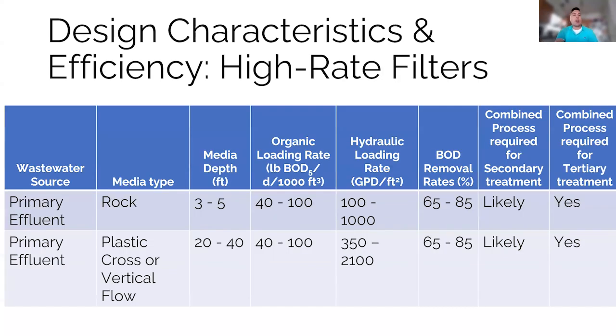Finally, we have our high rate filters, which are very tall and treat a higher hydraulic load. With these types of filters, they remove a lower amount of BOD than our other two, and these likely need to be combined with a secondary treatment. These are typically used as almost like a pre-rinse, in that they treat a bulk amount of BOD and do it as quickly as possible. And then you would have a secondary process that polishes that off.